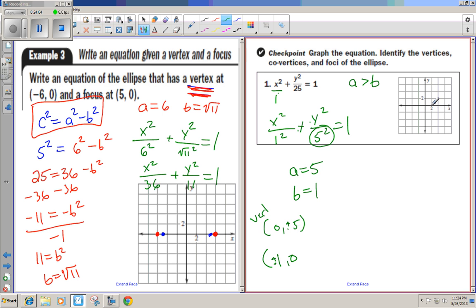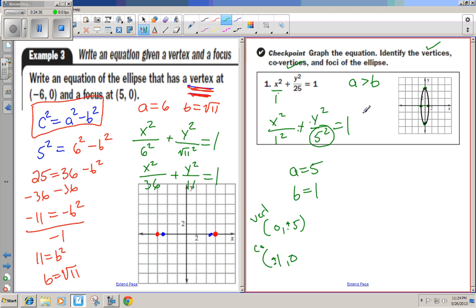So we can plot those points there. This is a scale of 2. So we got covertices, regular vertices. Draw your ellipse in there if you want. So vertices, check. Covertices, check. There's your ellipse. And now comes the foci.